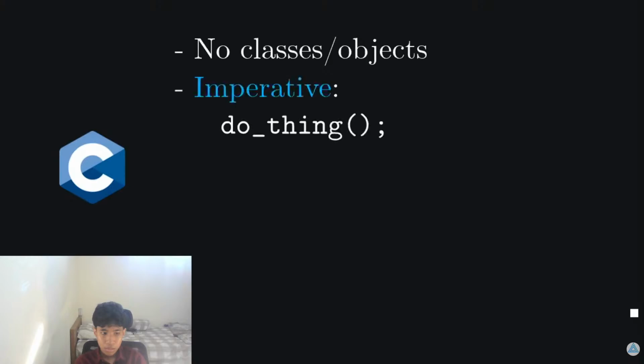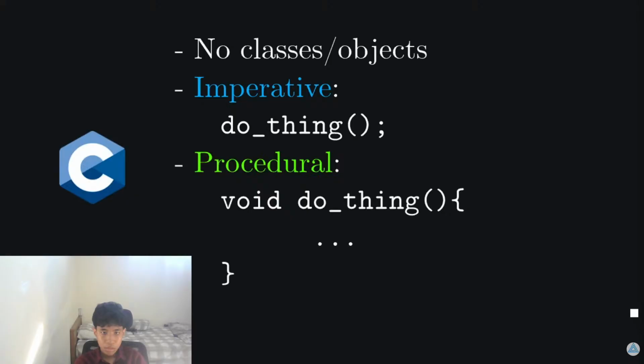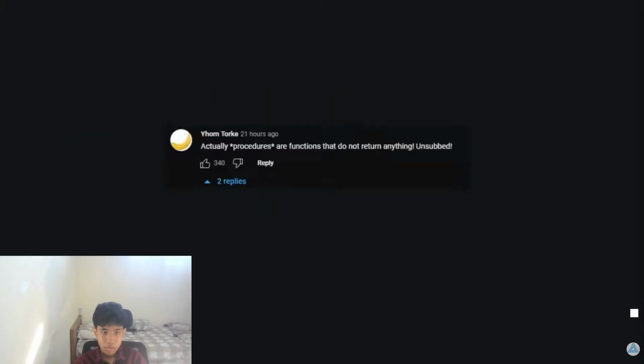We say that C is an imperative language, since its instructions are shaped like commands, and that it is procedural, since it is based on procedure calls, usually improperly referred to as function calls. I'm sure some of you will disagree about the improperly, but I'm also sure that you all know that procedure means different things in different contexts.